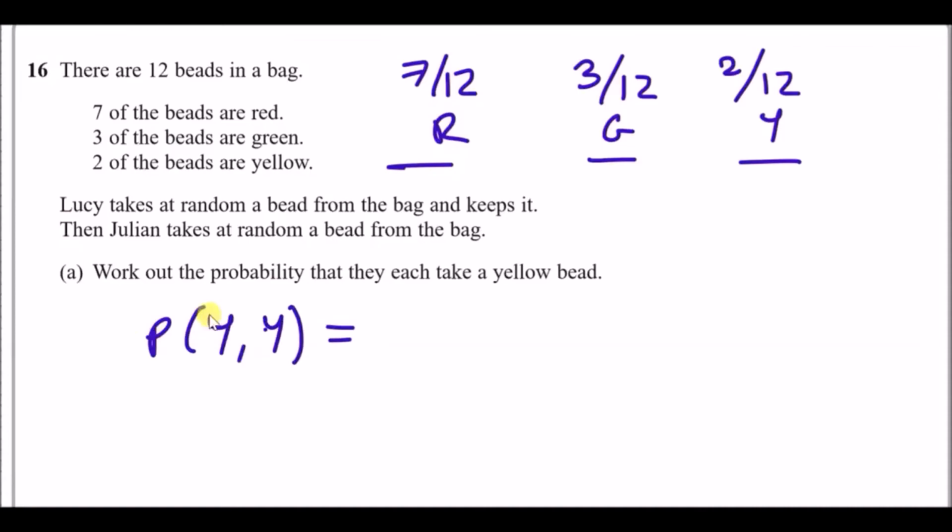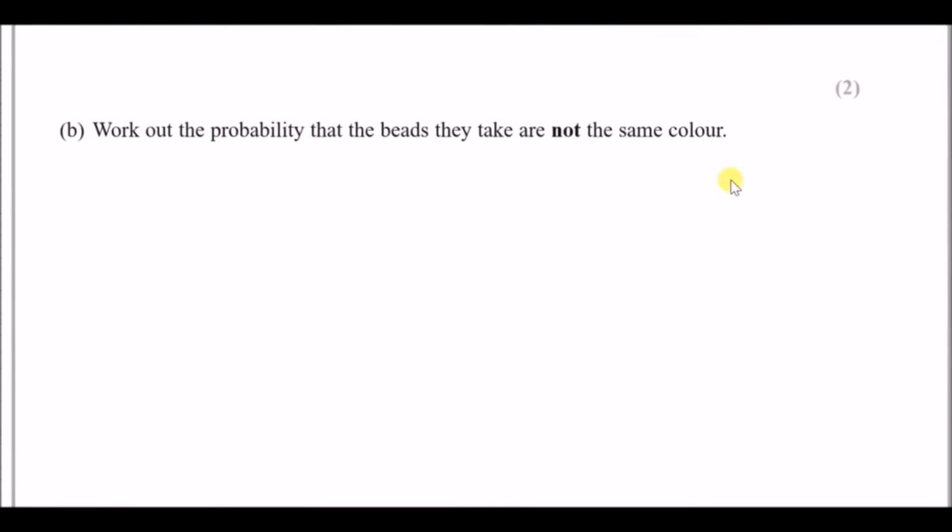Now the probability of taking yellow first is, of course, you got 2 beads, so 2 out of 12. Now since Lucy keeps the bead, there's only 1 left, and you now got a total of 11 beads in the bag. And this is simple probability. You literally just put this in the calculator and you're going to get a simplified answer of 1 out of 66. Okay, done.